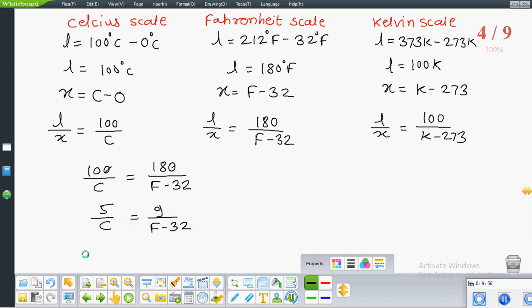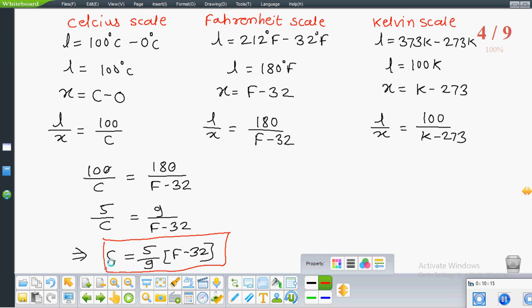So from this equation we got the formula C equals 5 by 9 multiplied by F minus 32. This is the relation between the Celsius scale and the Fahrenheit scale, right?